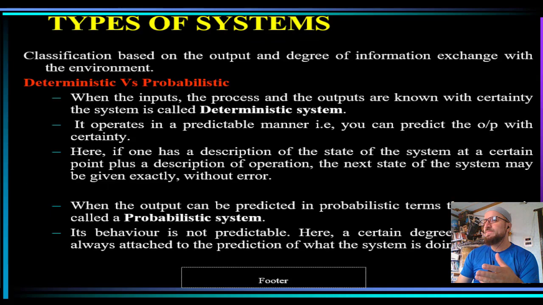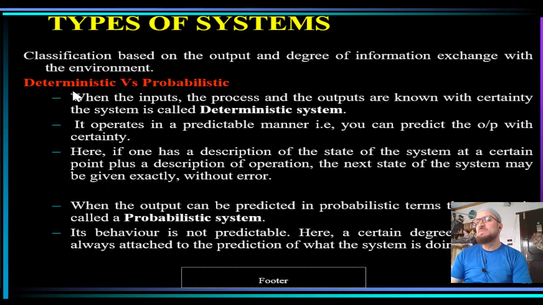Okay, now what are the types of system? You can have a deterministic versus probabilistic system. What does deterministic mean? It means where you know what the inputs are and you exactly know what the outputs have to be. Okay, that's called a deterministic system. So it operates in a predictable manner, that we know exactly that this is going to be the input and this is going to be the output.